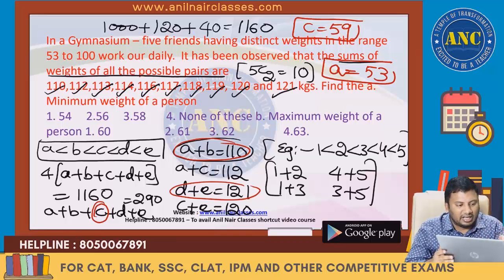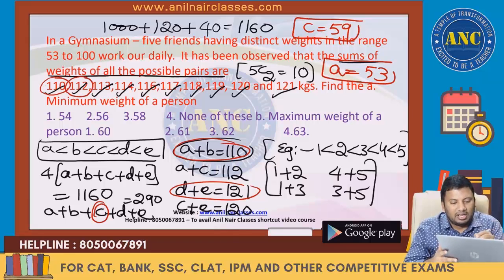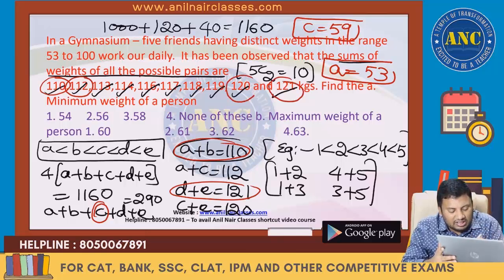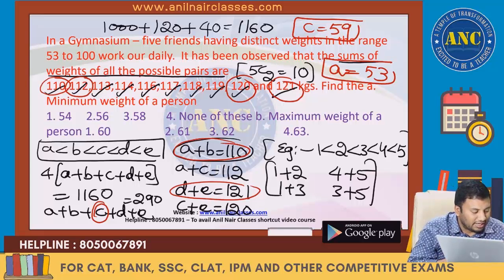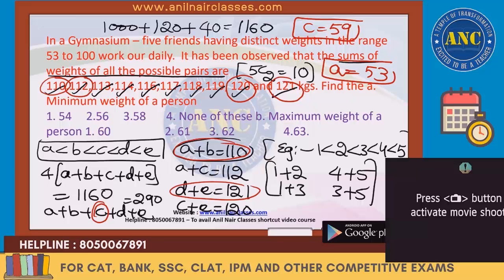I hope it is clear, right? This is 110. A plus C is 112. Highest is D plus E, which is 121. C plus E is 120. 4 into A plus B plus C plus D plus E. Even if you do, please check if the calculation is correct. If the calculation is correct, our answer will be correct.